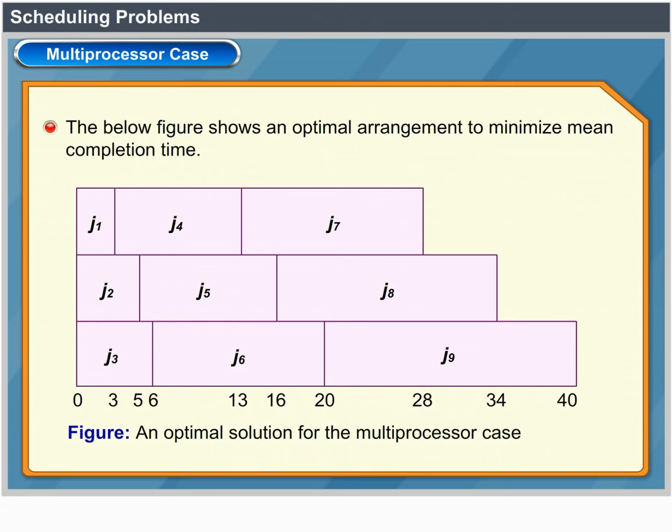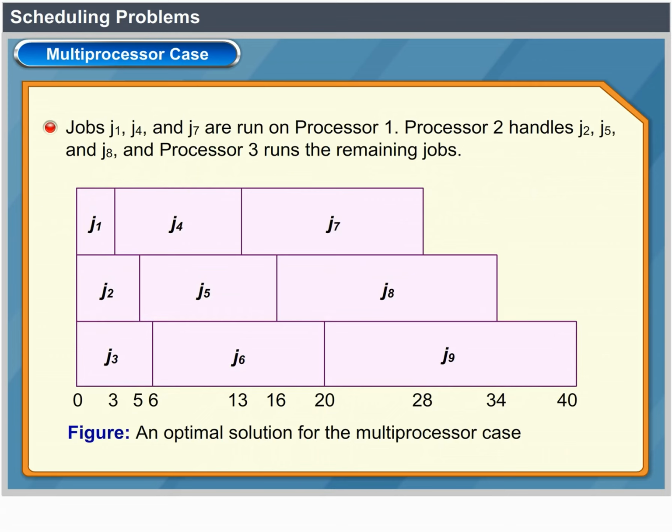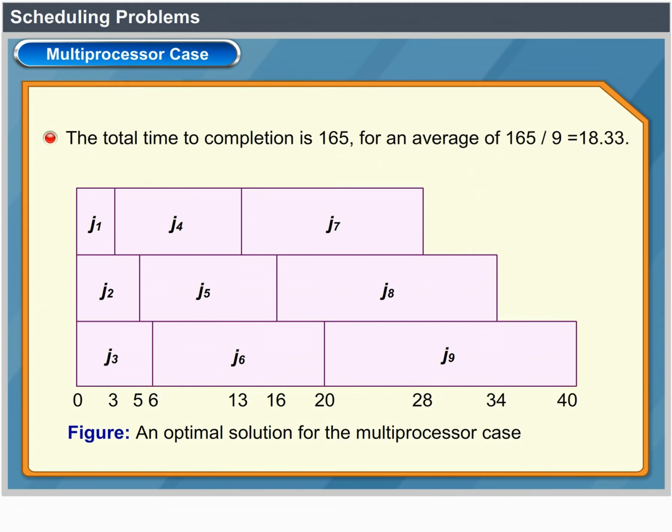Jobs J1, J4 and J7 are run on Processor 1. Processor 2 handles J2, J5 and J8, and Processor 3 runs the remaining jobs. The total time to completion is 165, for an average of 165 by 9 equals 18.33.